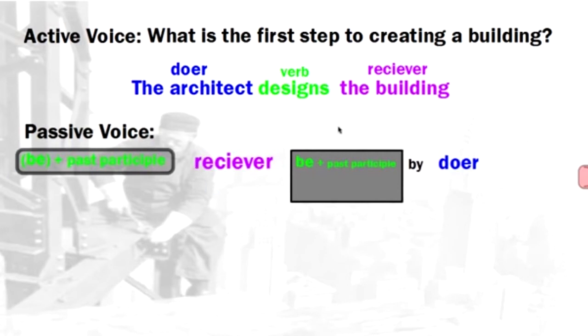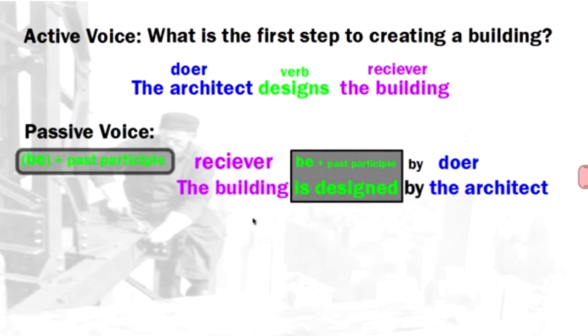So remember, the passive voice, we start with the receiver. And then we always change the verb in the passive voice, and we use be and a past participle of the main verb, of the principal verb. Then it's optional, but we can say who is doing it when we say by the doer. So this sentence, the architect designs the building. In the passive voice, it reads, the building is designed by the architect.